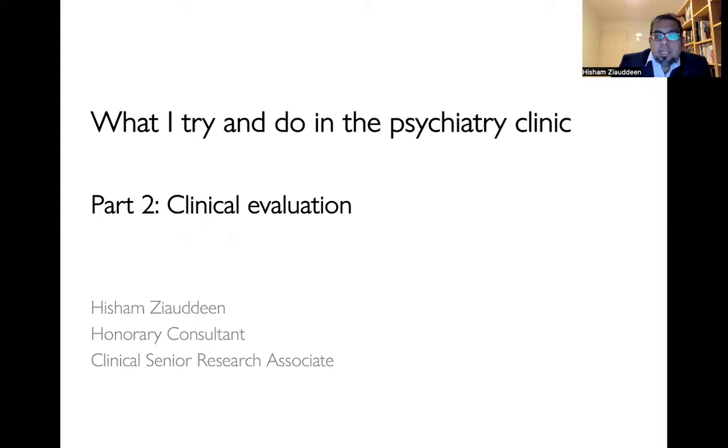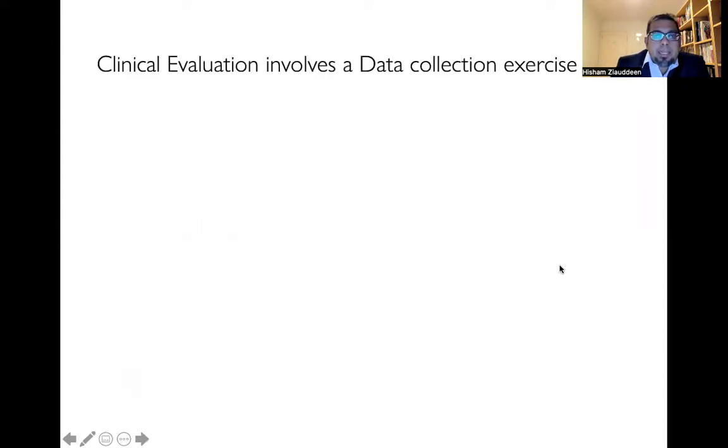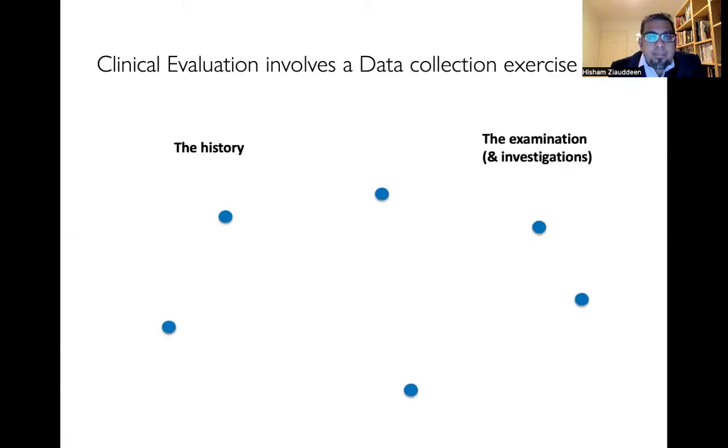This is part 2 of a 5-part video series on what I try and do in the psychiatric clinic. This part is about clinical evaluation, and in most medical specialties, clinical evaluation involves a data collection exercise. So let's say you see someone, you take a history from them and you get a set of data points, and then you do an examination, maybe some investigations, and you get another set of data points.